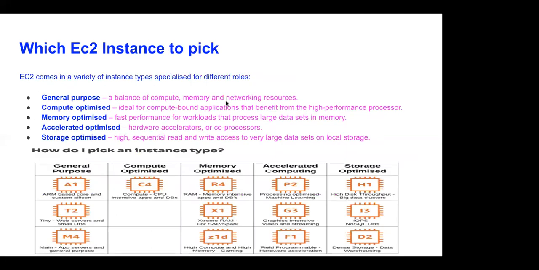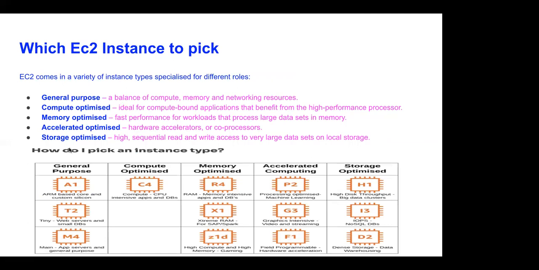Now comes the question: which instance type should I pick? There are so many instance types, but I don't know which to pick. So how do you find it out? They give you series. For example, the T2 series is for web servers and small DBs. Memory optimized is like R4, X1, Z1D. I'll show you all these instance types in the console.